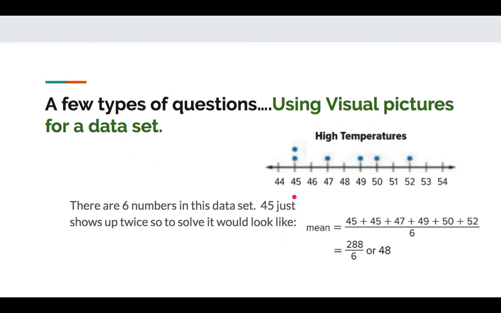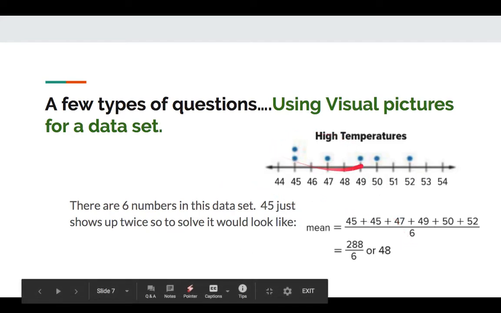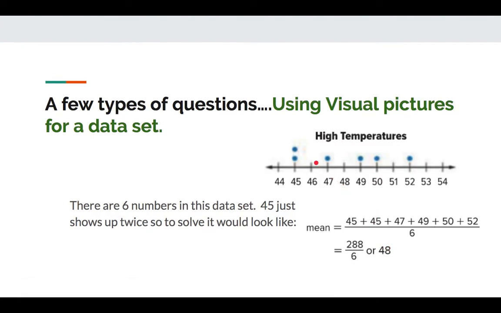The book's got a couple different kind of questions for you. One of them is you just have to read the graphs. And in the past, some students have had a hard time understanding these graphs. In this pictograph, it's just showing you the number 45 shows up twice. So it's 45 plus 45, plus 47, 49, 50, and 52. But this is just 2 spots representing 2 points representing the number 45 twice. So in this case, I added them all up, and I divided by 6 because there's 6 numbers in the data set. My answer is 288 divided by 6, 48.